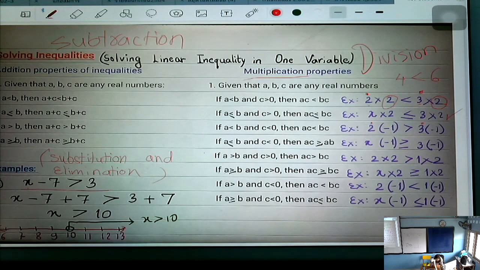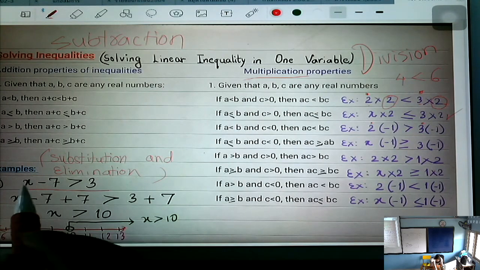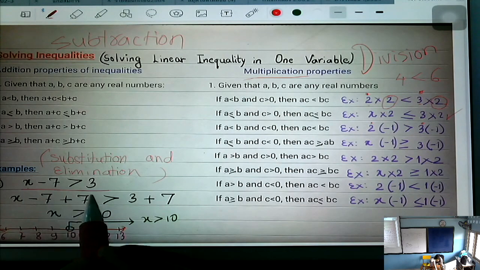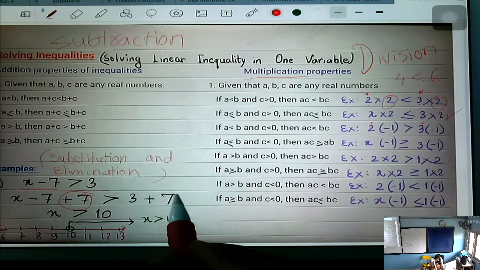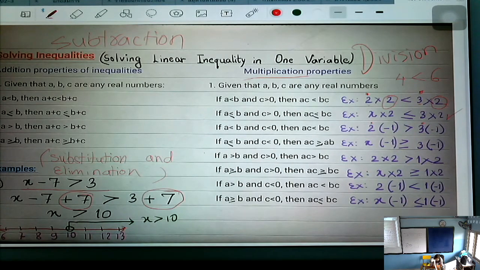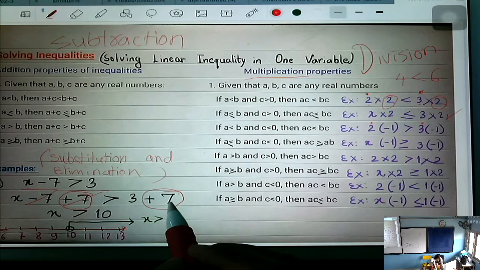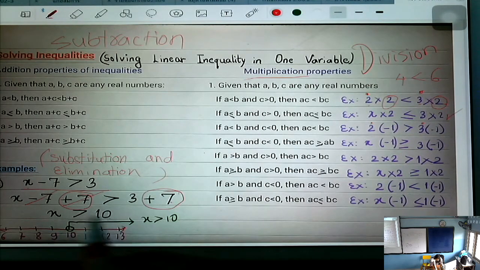Okay, we use these two methods. Substitution means you add numbers. Elimination means you subtract the numbers. Now here, to solve these inequalities, we add 7 to both sides, so that you can eliminate 7 on the left side and you can add 7 on the right side. So you get x is more than 3 plus 7, which is 10.